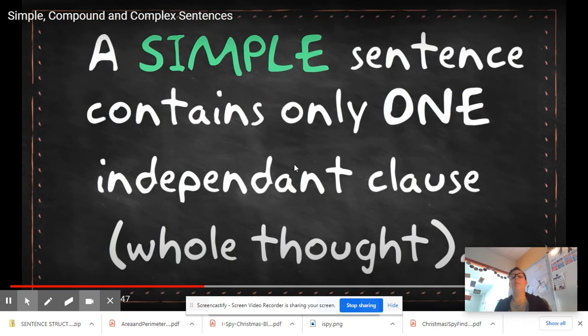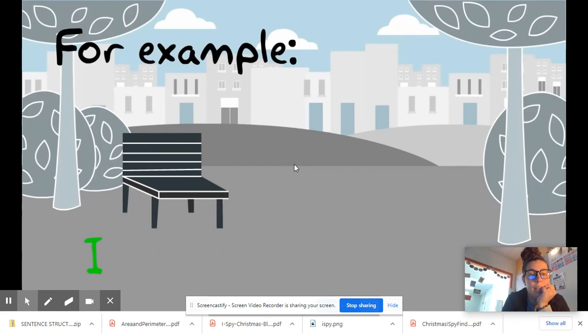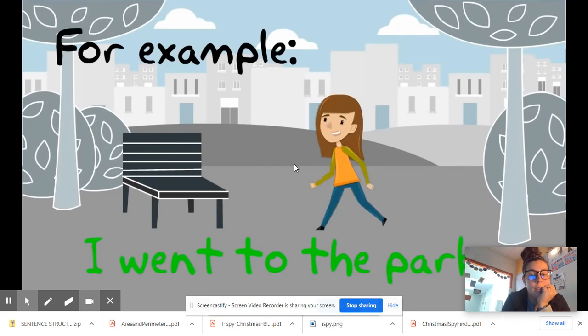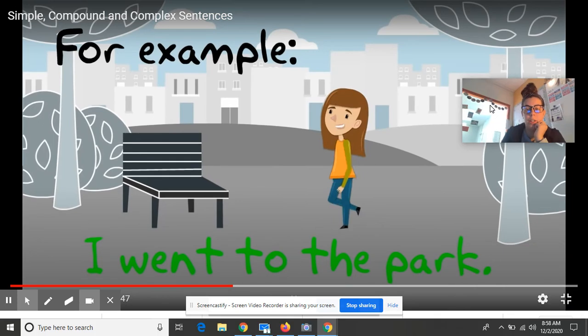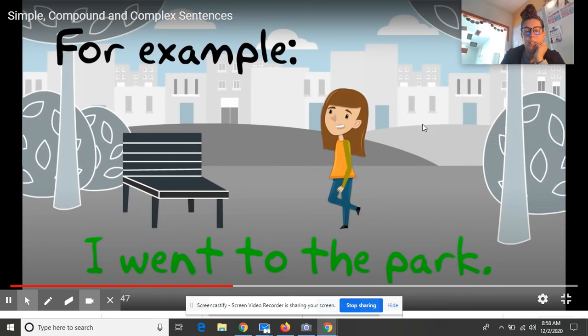So a simple sentence, we're about to see an example, contains only one independent clause. So one whole thought, no more than one whole thought, okay? So their example here is I went to the park. That's one complete thought. No other thoughts involved except for that one. And so that is a simple sentence, okay?